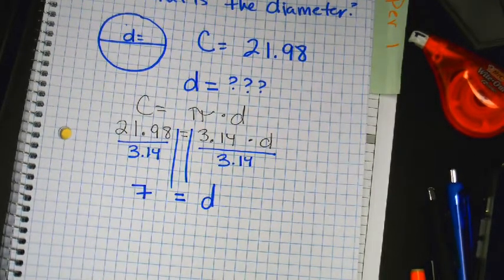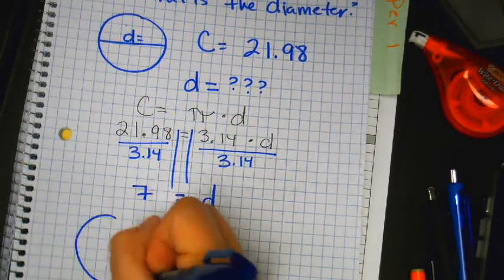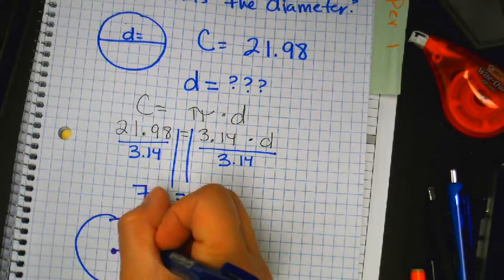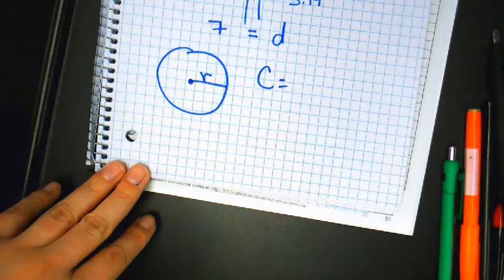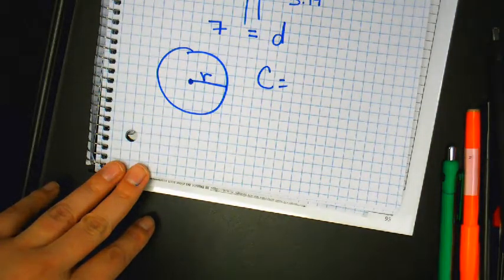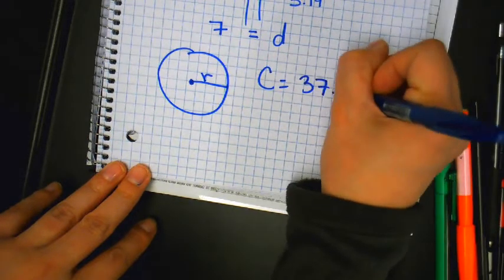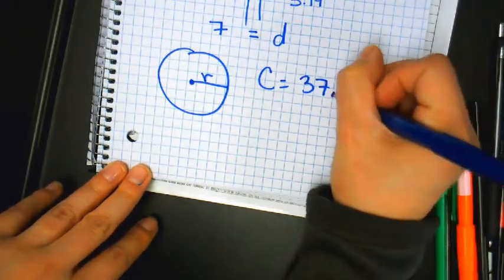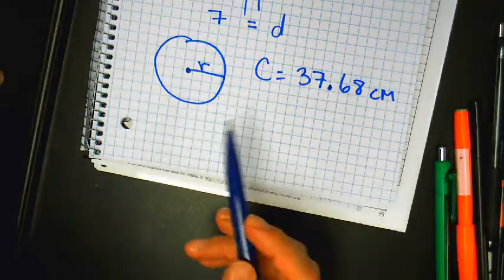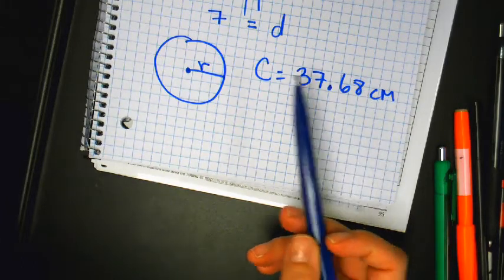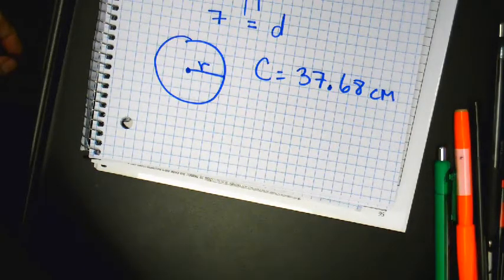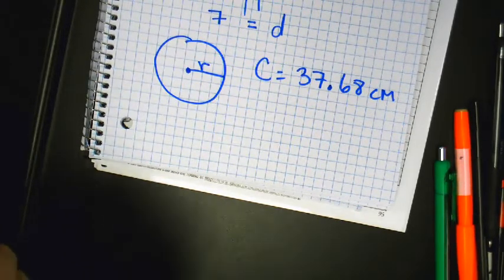Let's do it. So let's say I give you a circle, and I want to know what the radius is. And I tell you that the circumference is equal to 37.68, and I'm going to write centimeters because I forgot to write the units on the last one. Okay, so I give you the circle. The circumference is equal to 37.68, but I want to know what the radius is. We do everything the same and then we divide it by 2. Correct. Do it.